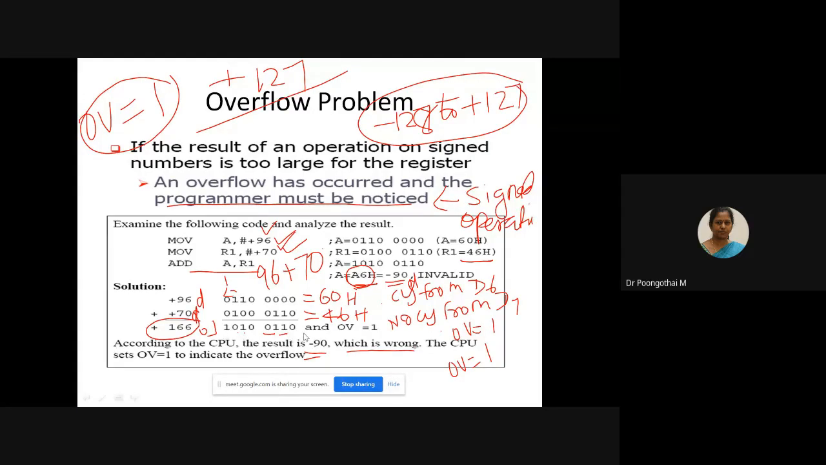So your overflow flag is set by the 8051. This flag is used to inform the programmer or user that the result of the signed operation is invalid, which is wrong. After the addition, there is a carry from D6 and no carry from D7. So your overflow flag is set to 1 to indicate the overflow.